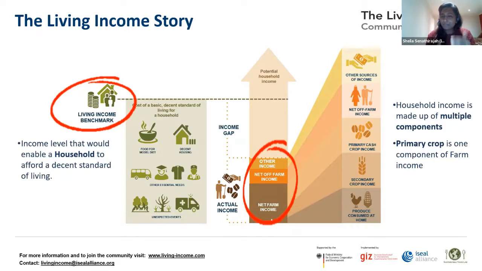So it's made up of multiple components. Further to this, if you look at just the farm income, you can see the primary crop. In this case, we're talking about cocoa. That is just one component of the entire farm income.